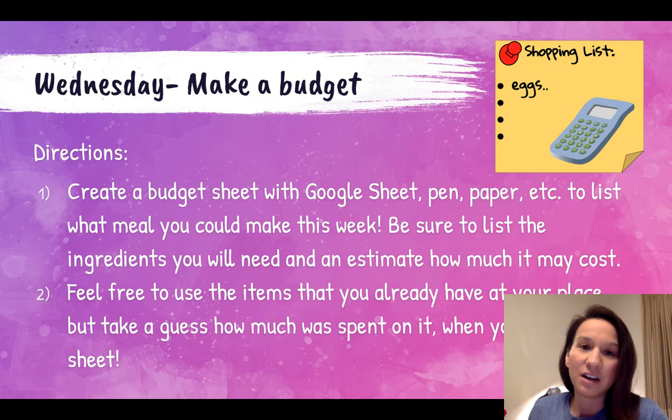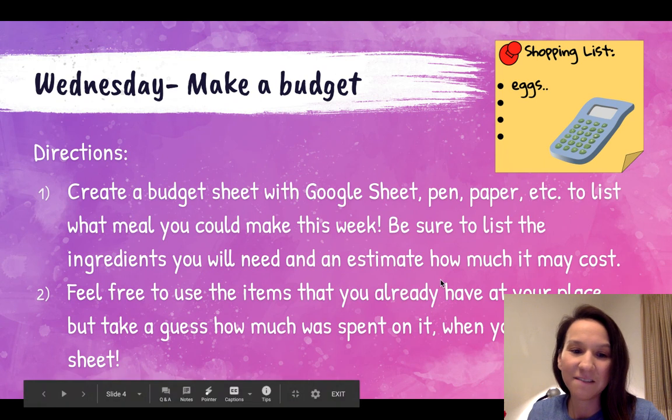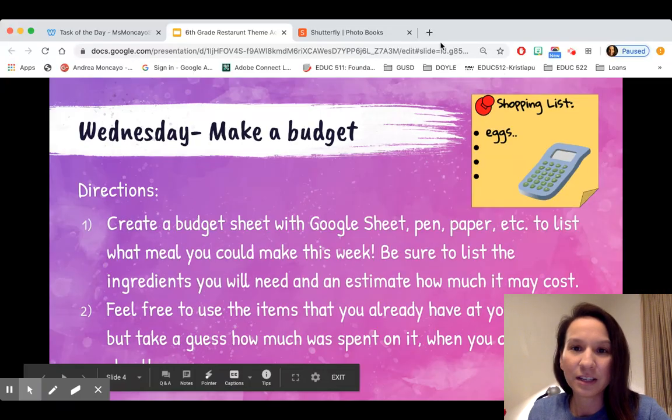You can open up a Google Sheet, list out the items that you need, and I also want you to write down the pricing. So even if it's already pre-bought or whether you have to go out and buy it, I want you to see how prices are affected by that, in a good way, or sometimes it could be more than we thought. So feel free to use the items that you already have.